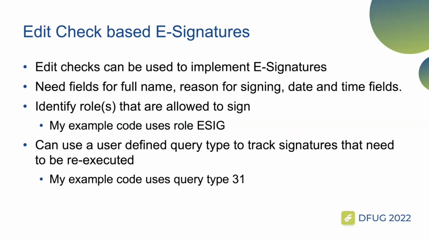So in the newer versions of DFdiscover, there's user-defined query types. So I've chosen query type number 31 because that was the next one that was available for me. And you'll see 31 and ESIG show up in some of the example code.